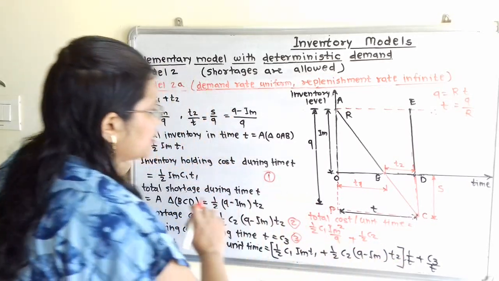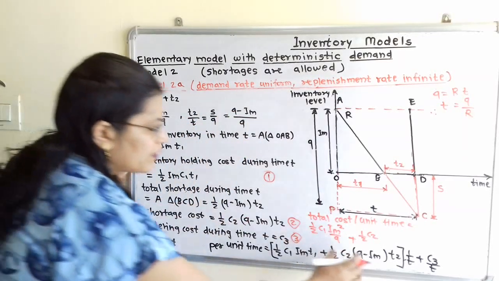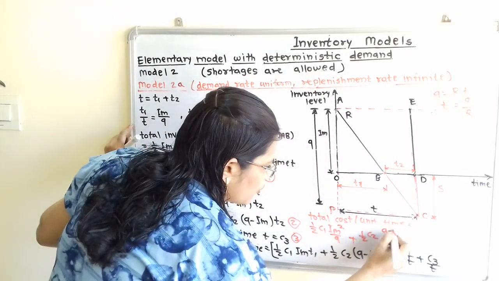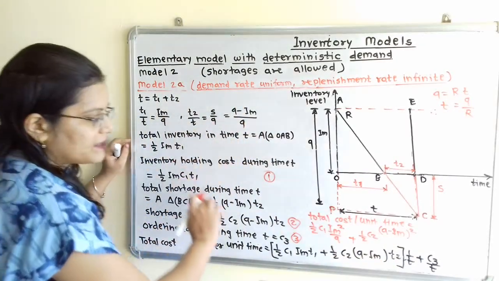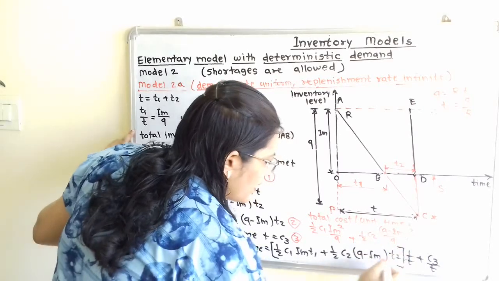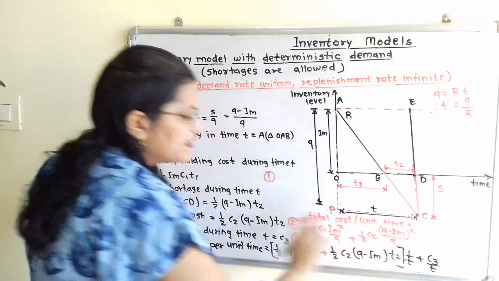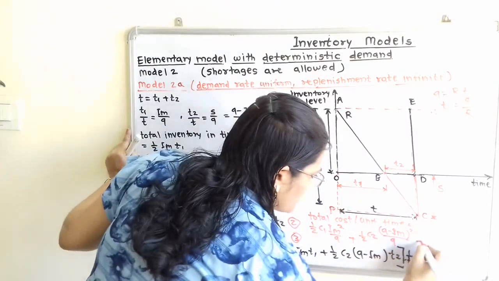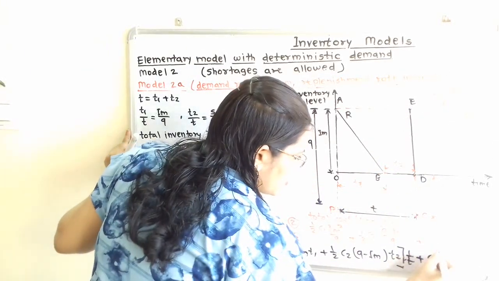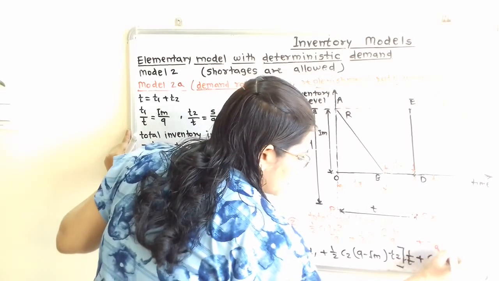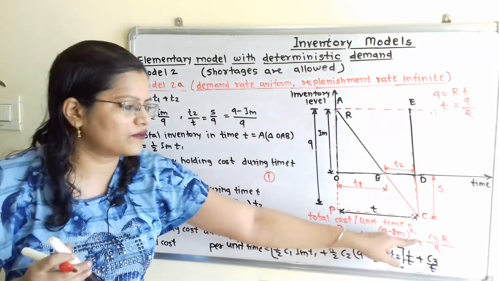Now how can I write this T2? Here T2 is Q minus IM by Q into T. So already Q minus IM is there, so I will write Q minus IM bracket square divided by Q. We have to write here Q, and this T and T, because if I take this T to the right hand side, then T and T get cancelled. Then plus C3 divided by T, and T is Q by R. So if I write Q, then this R will transfer to the numerator. So this is the other formula in terms of IM and Q that we can also refer.